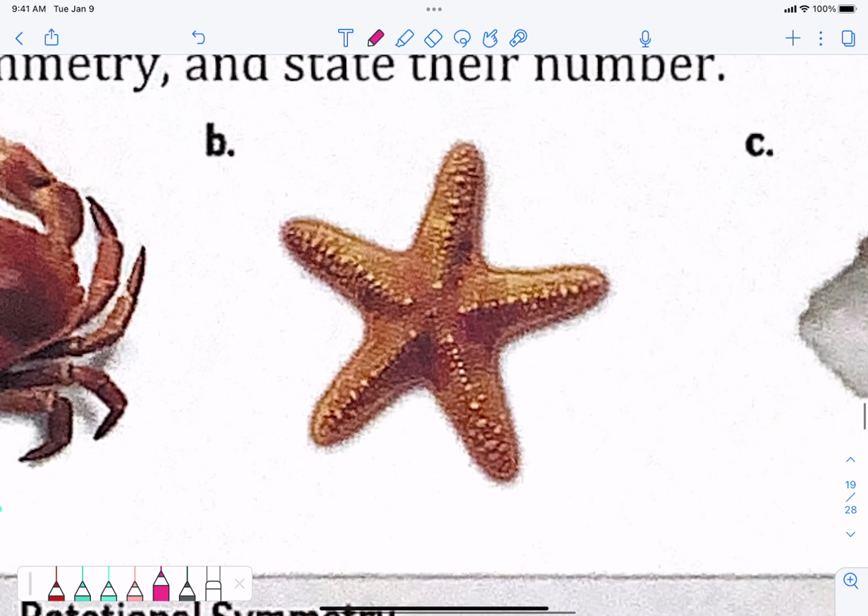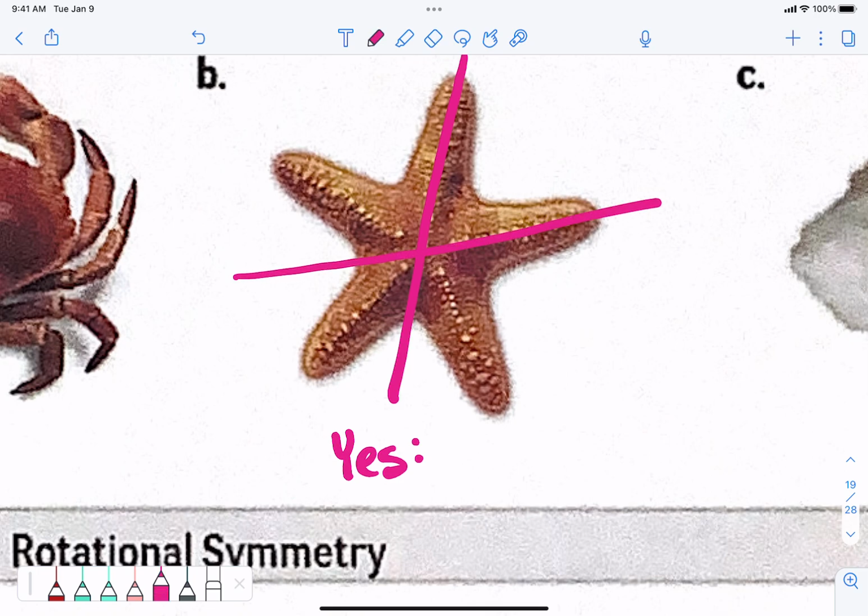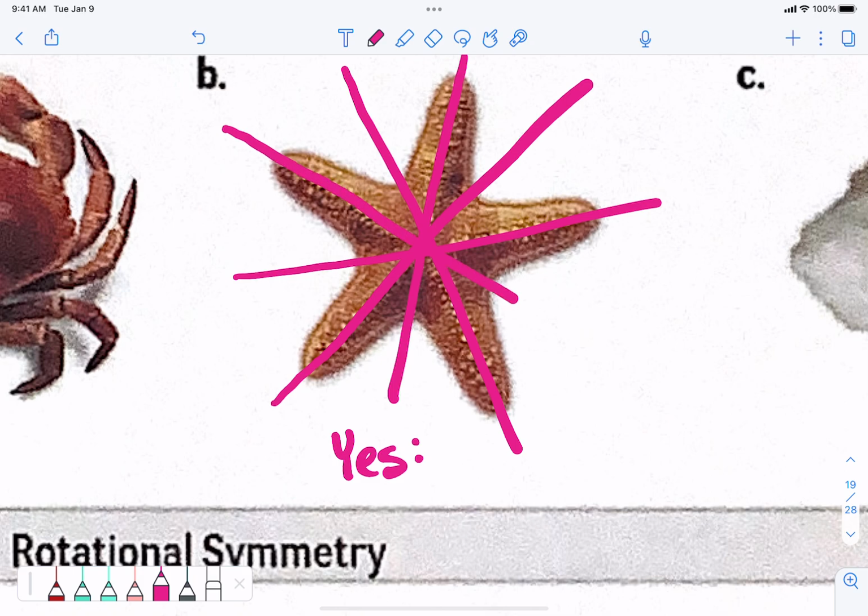All right, B. Does he have a line of symmetry? Yeah. How many? 1. No, he has 4. Okay, I'm going to draw this one. There's one. I'm going to draw another one right there. There's 2. I'm going to draw one right here. There's 3. I can fold him in half, right? I'm going to draw one here. That's 4. How many does he have? 5. You can fold him in half.